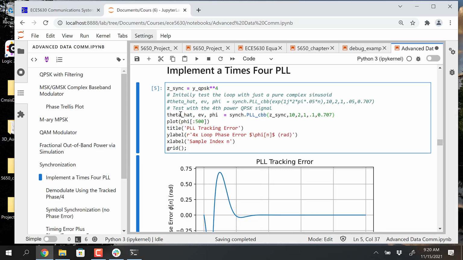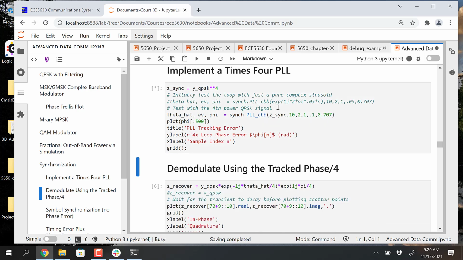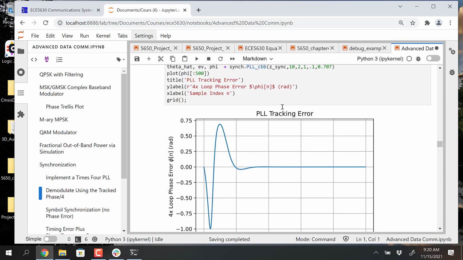So I just added that down in here and took my waveform that's been raised to the 4th power and matched the number of samples. That's just showing you the tracking error. It's showing you that the loop is starting from 0 initial conditions. It is pulling in and settling out to 0 error.